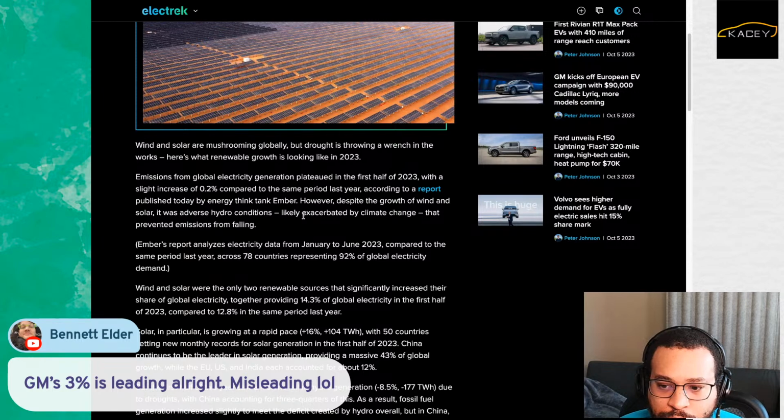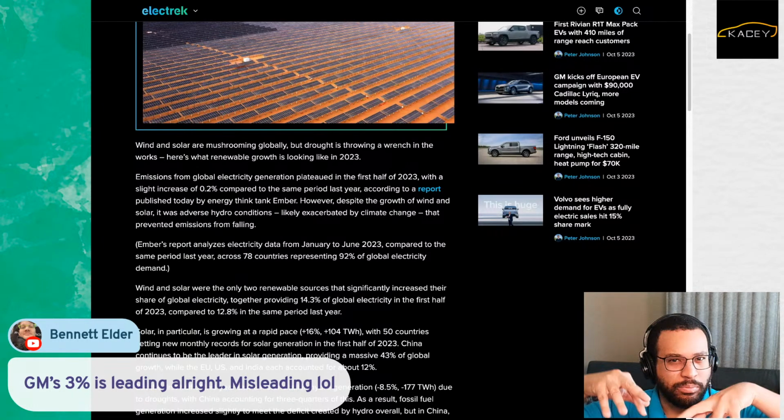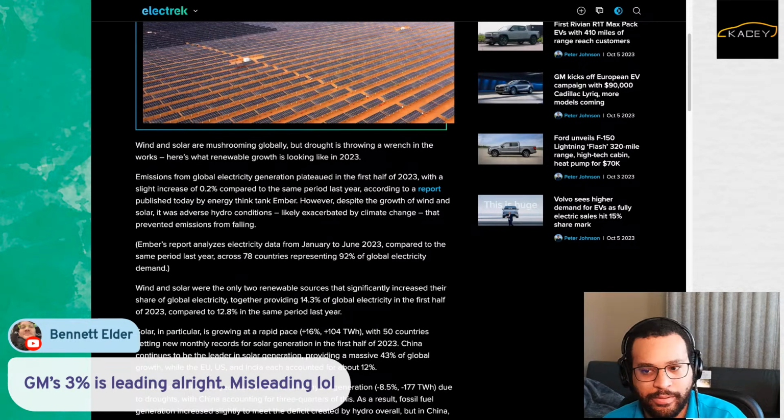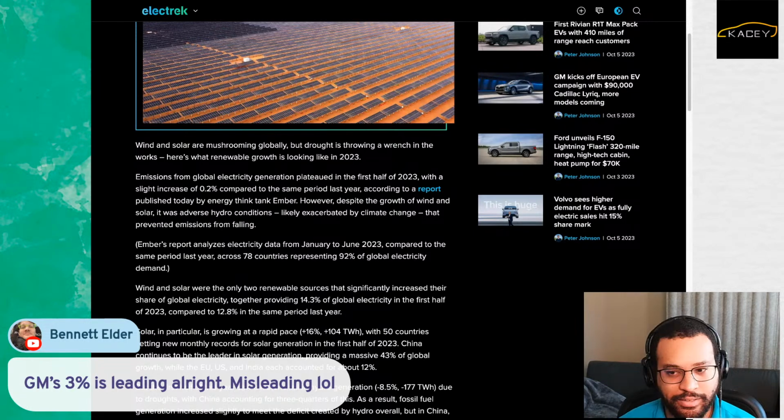Despite the growth of wind and solar, it was adverse hydro conditions, likely exacerbated by climate change, that prevented emissions from falling. And this is why it helps to have a multi-pronged approach. If you have less wind one year, or you have something like a volcanic eruption, which makes like 2% less light in one year, or worse, in this case, you have massive droughts that hurt your hydro, you still have other sources to help pick up the slack and still have very modest growth.